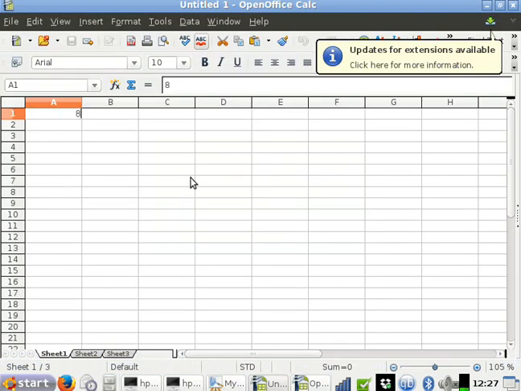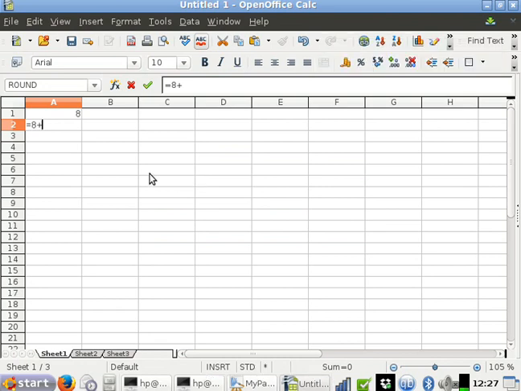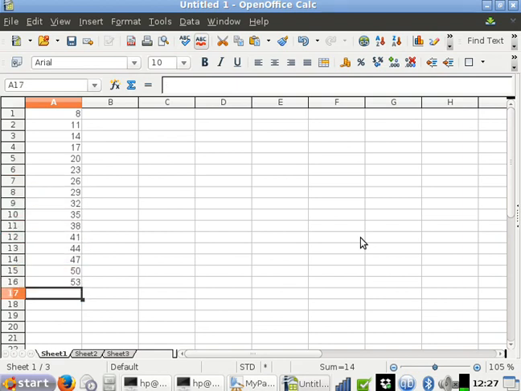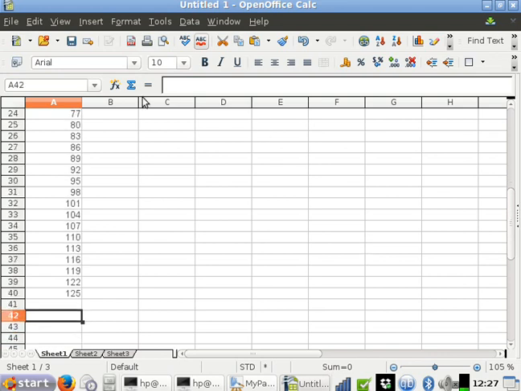So I start off with 8, and then what was my next term? It was 11. 8 plus, what do I need to add? 3, isn't it? So what's after 11? 14. Now when do I stop? 125. Keep going. There, 125. So let's see for ourselves what answer we should get.